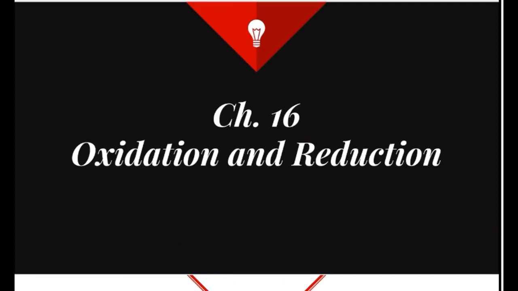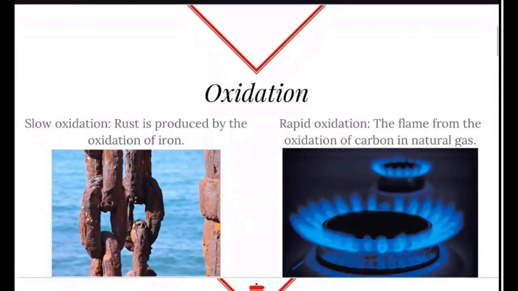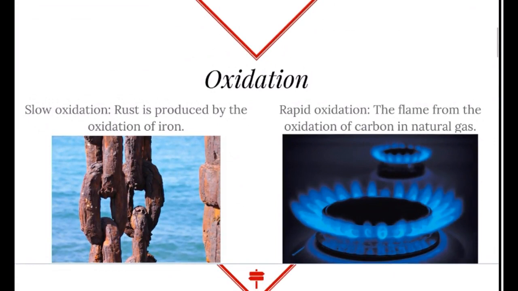Okay, so we're going to talk about oxidation and reduction in this video. To understand this, first we're going to look at what oxidation is. Oxidation can be slow or rapid. A slow oxidation may be the rusting of iron. A rapid oxidation, you may think about your Bunsen burner flame. What's common here is that both of them involve the use of oxygen as a reactant. That doesn't mean that every oxidation reaction will have oxygen, but that's where we get the name from.